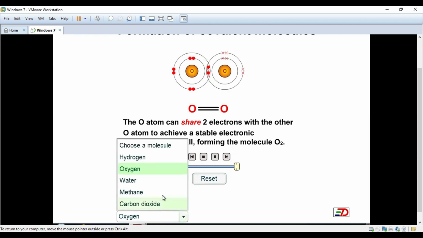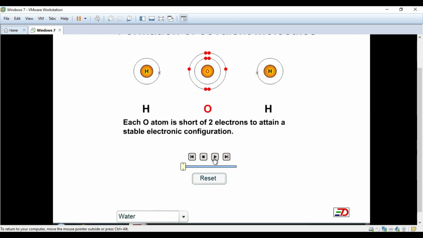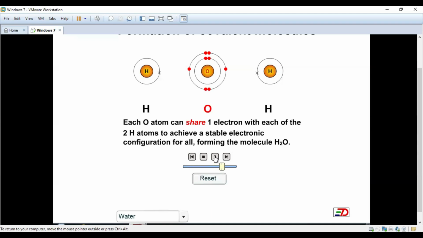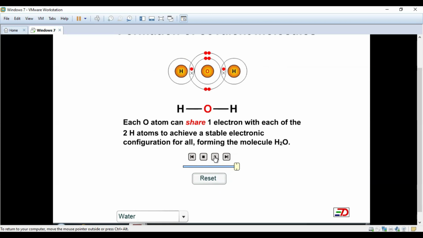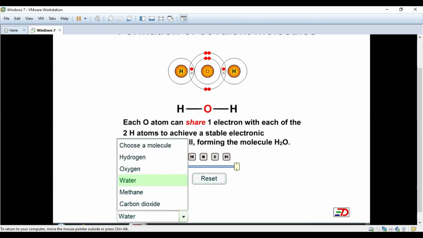Now the next one is water. As hydrogen has one valence electron, oxygen has six electrons. So oxygen is supposed to share two electrons in pairs, while hydrogen needs only one electron, so one pair will be shared with each hydrogen. So creating a single bond between hydrogen and oxygen. Right? Oxygen is making two bonds and hydrogen is making one bond with oxygen.